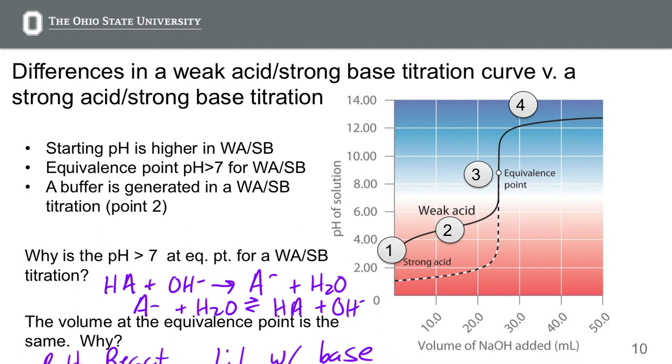Neutral is defined as having equal amounts of H plus, but the pH doesn't have to be 7.